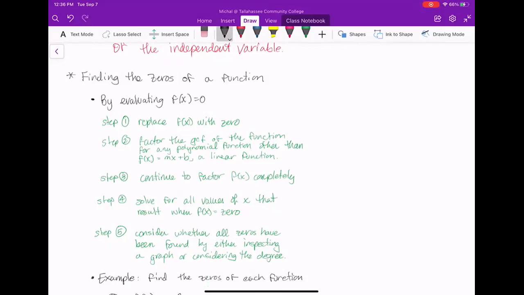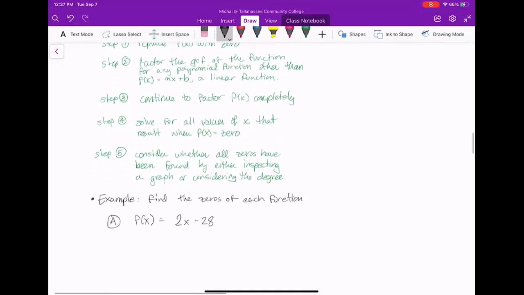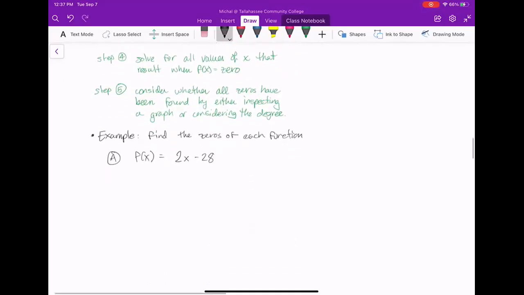If it's a linear function, we don't need to factor it because we already have a product of linear factors, and it is much easier to find the zeros. So we'll look at an example like that in a moment. Then we're going to solve for all values of x that result when f of x is equal to 0. So what we want to do is figure out what x's I would plug into each factor in order to make my overall equation equal to 0. And then last but not least, we'll consider whether or not all zeros have been found by looking at a graph or by considering the degree of the equation, which is the highest exponent on x or on the independent variable.